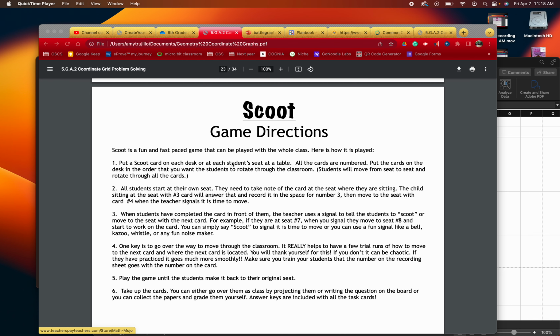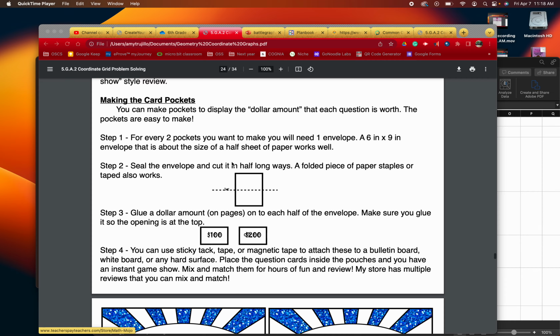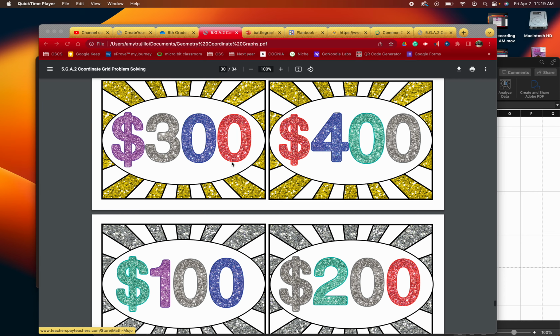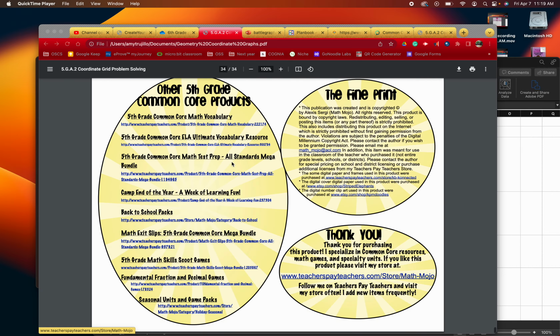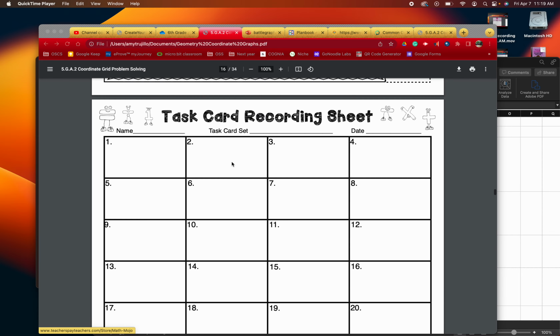It shows you can use this for 4 things here. You could use it for Scoot. You could use it for game show. So here's game show, and here's the game show still. So you can use it in a lot of different ways. It doesn't have to just be outside.